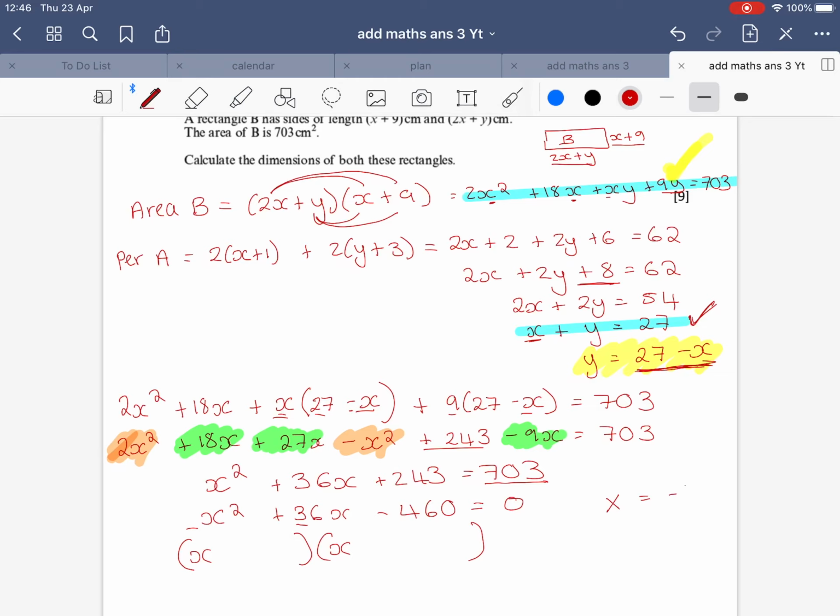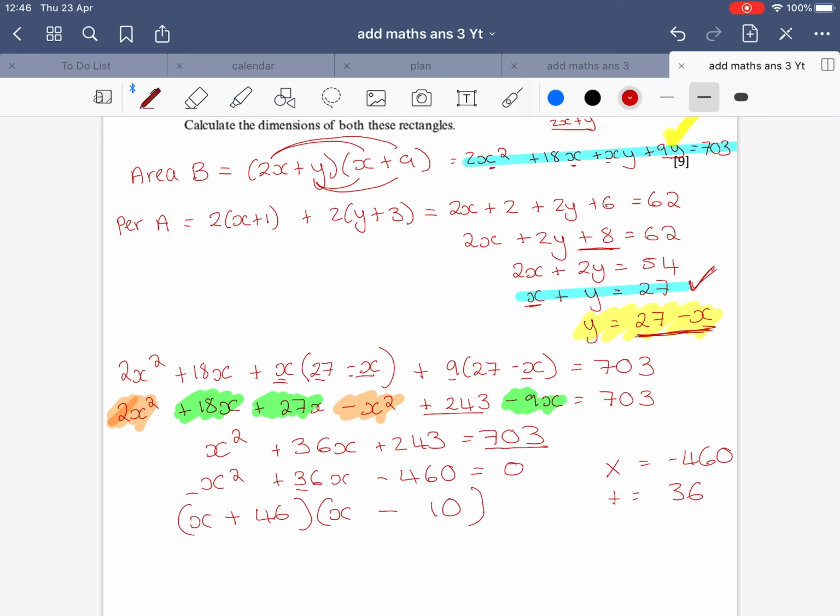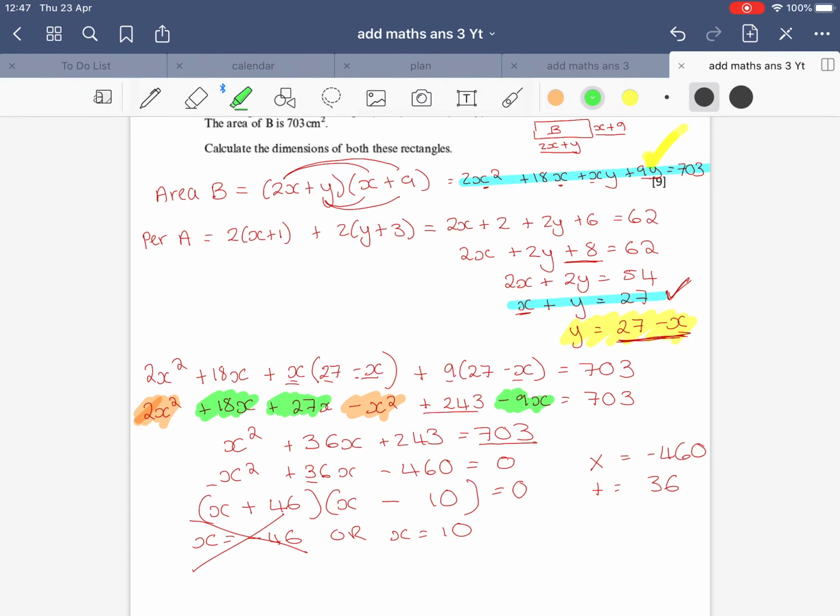So you've got to think of two numbers that multiply to make minus 460 and that add together to make 36. So those two numbers are 46 and 10, because positive 46 take away 10 is 36, and 46 times 10 is 460. So again, this still equals 0. So what does this first x have to be to make 0? That would have to be minus 46, or this one, x would have to be 10. Now we're working with lengths. You can't have a negative length, so it's not minus 46. So you don't need that one.